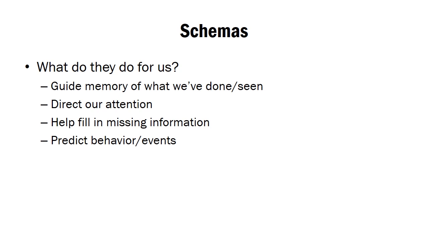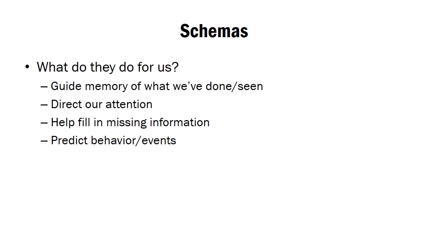Schemas can direct our attention. We pay more attention to things that confirm what we already have in our schemas. When an expectation is present, we might be more likely to look for evidence that confirms it. And schemas also help us fill in missing information. So if you hear a story and you don't get all the details, as long as you're able to see connections with a general schema that you have for a story like that, you use your schema to fill in the blanks and not necessarily the direct information you're given.